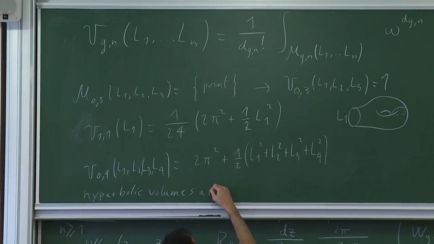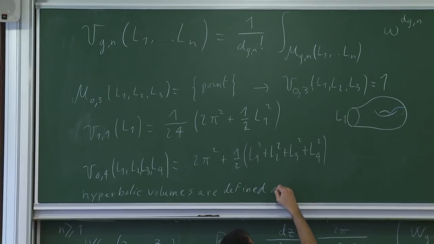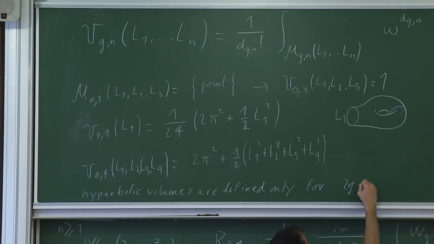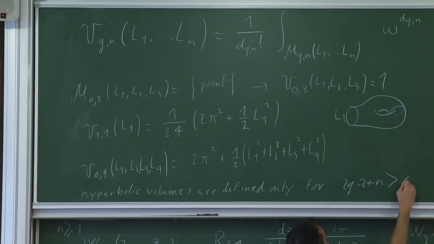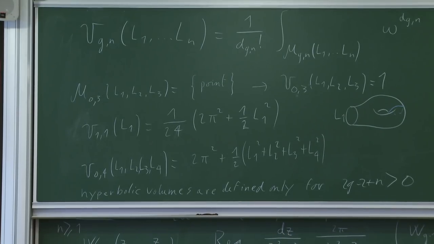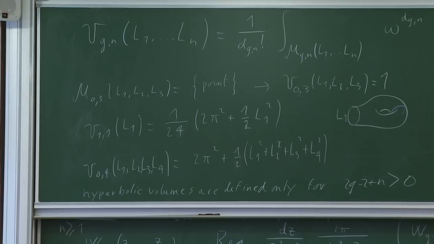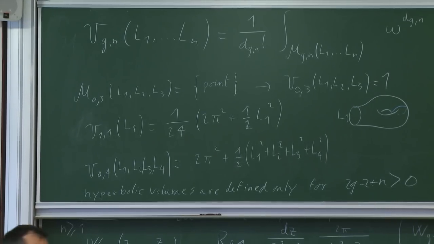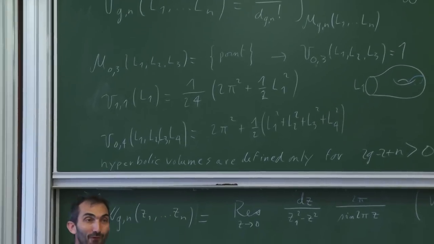Are defined only for 2g minus 2 plus n strictly positive. So for instance, (0,1) or (0,2) are not defined. There is no M_{0,1} of hyperbolic surfaces. There is no M_{0,2} of hyperbolic surfaces.